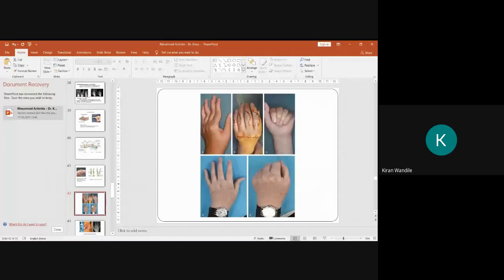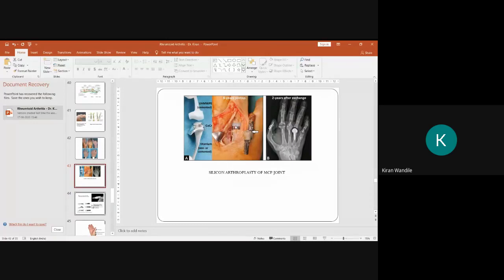So for surgical correction, you can see all the swan necks are corrected to a relatively better position with spiral oblique ligament reconstruction and FDS tenodesis. And you can apply silicone arthroplasty for the MCP joint. Arthroplasty: these are tiny silicone implants which go into the medulla of the phalanges and metacarpals and then provide new joints.